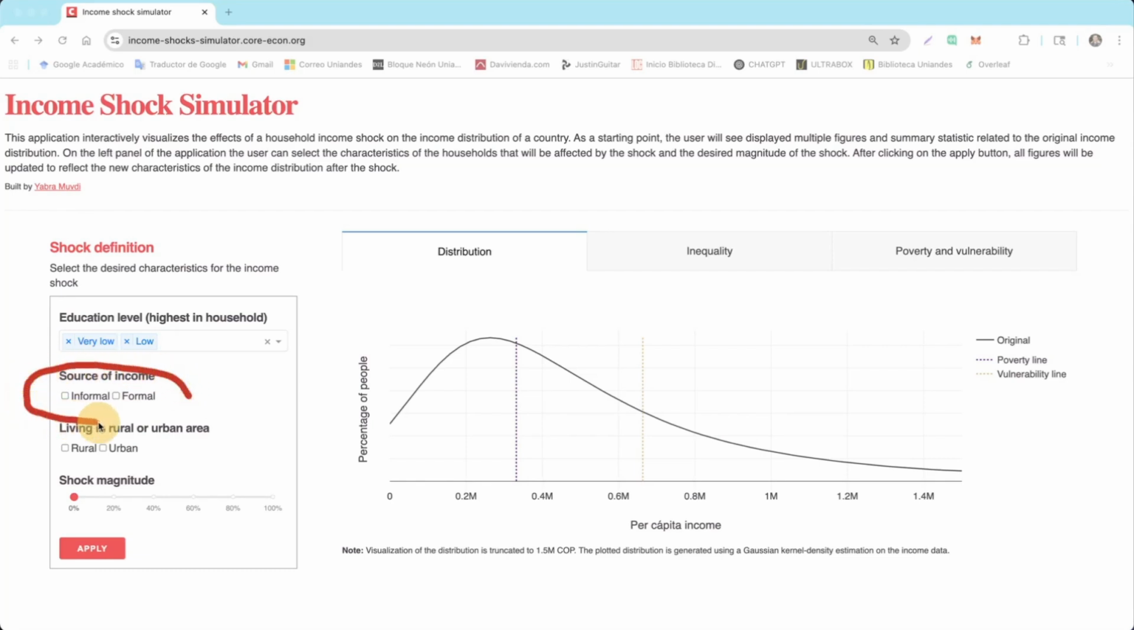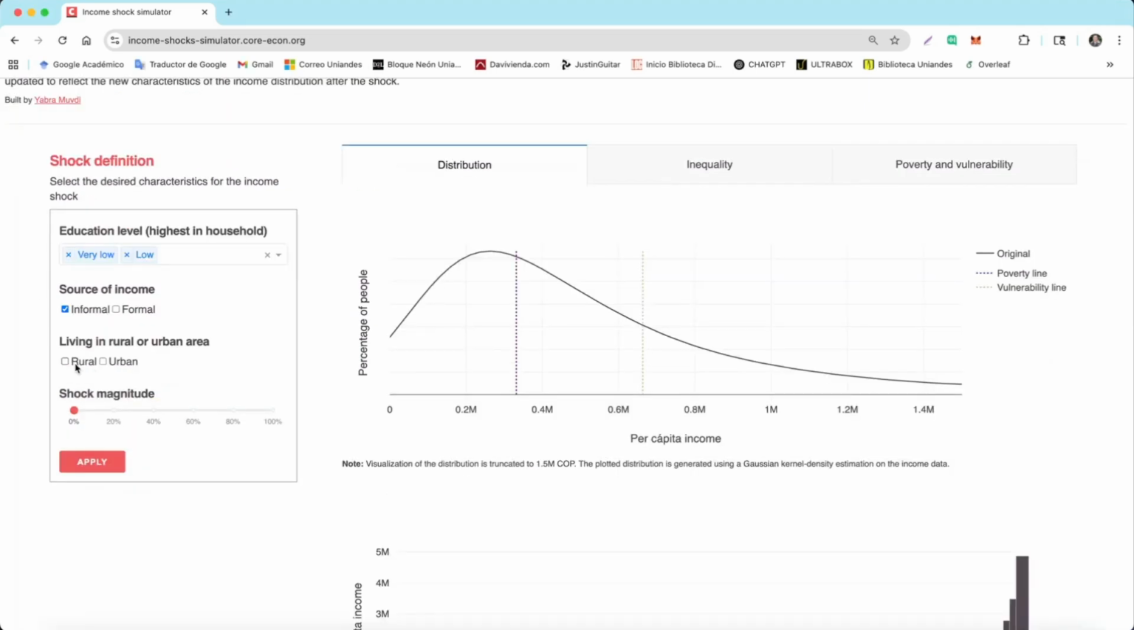In this second section, you must carefully select and indicate whether the household's primary income source comes mainly from informal labor income sources, which typically involve unregistered work or self-employment, or from formal labor income sources, which generally include salaried employment with official contracts and benefits.